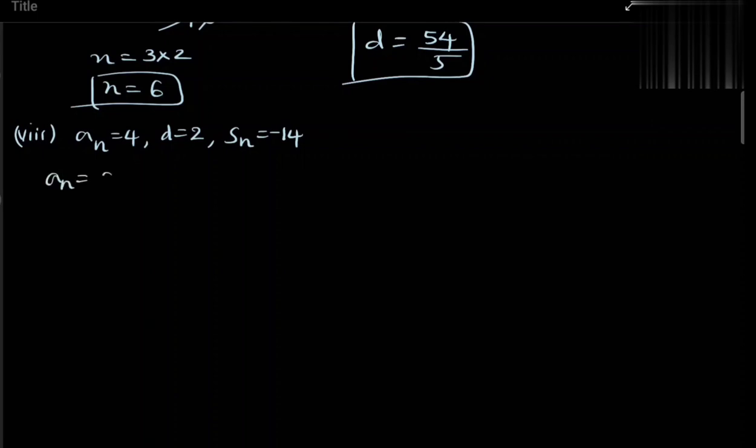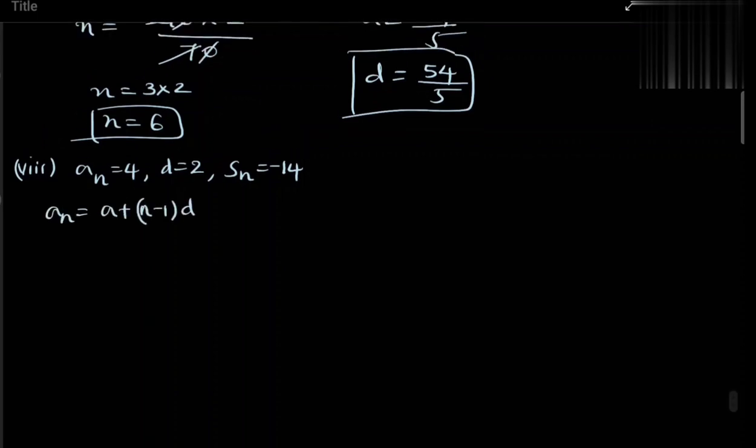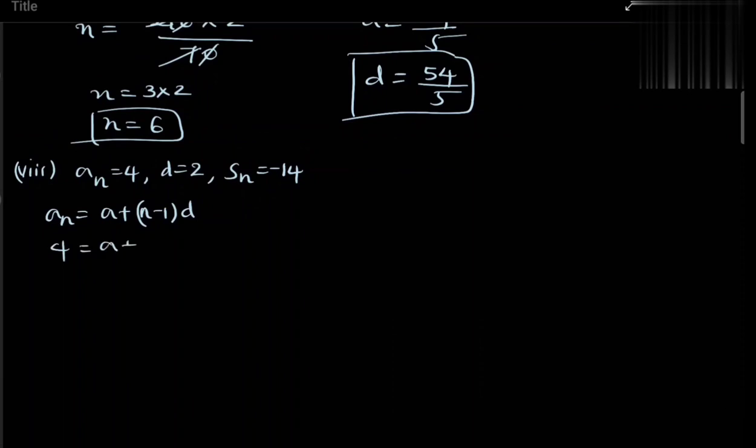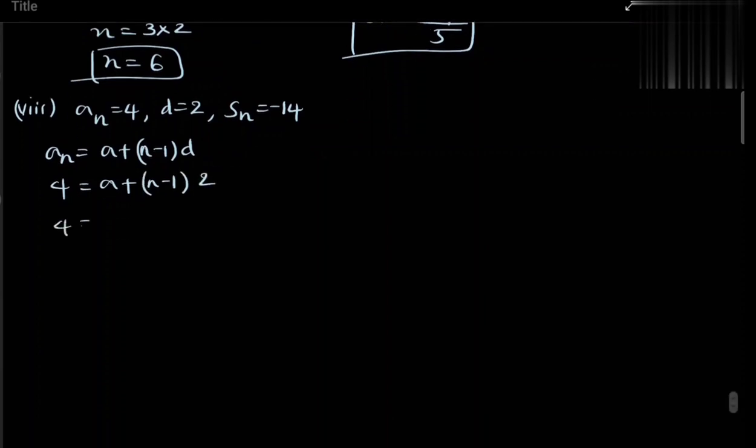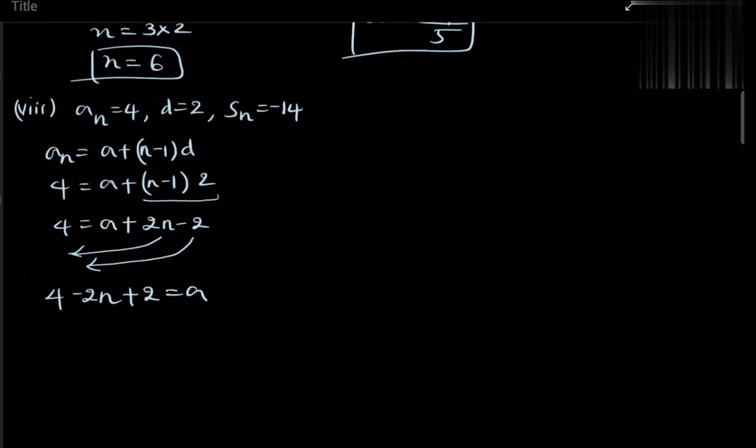So we know the formula of the nth term, that is an is equal to a plus n minus 1 into d. So here an is 4, a we don't know, plus n, n also we don't know, write it here, n minus 1, and d is 2. So 4 is equal to a plus, multiply these two numbers, that is 2n minus 2. So move 2n minus 2 to this side, so it will become 4 plus 2n, minus 2n, minus 2 will become plus 2 is equal to a. So a is equal to 4 plus 2, it will become 6 minus 2n. Call it equation 1. So a is equal to 6 minus 2n.